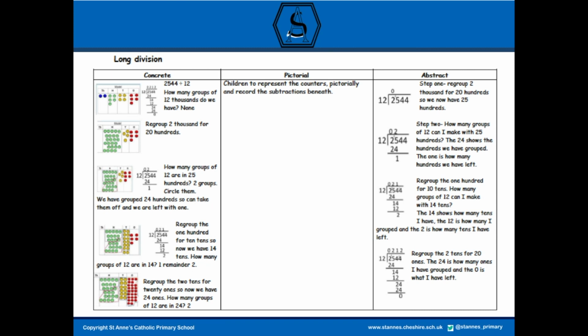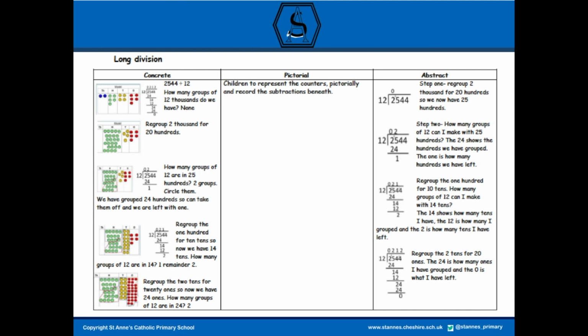So you can see in the abstract long division method, the children are regrouping the 2,000s for 20 hundreds, as you can see written there. So we now have 25 hundreds, and we can group 12 into 25 2 times, and then that's written underneath, 24, but we've got 1 hundred left over, which is written underneath.